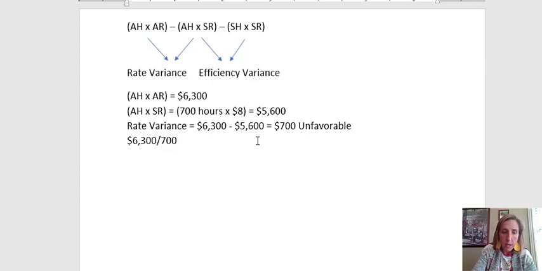Now, if I took 6,300 and I divided by 700, it looks like I actually was paying them $9 an hour. So that's my actual rate. I can see then very easily that I overpaid by $1 on each hour. So for 700 hours, that would be a total variance of $700. The next part of the formula says you take this calculation of your actual hours times your standard rate. So I'm going to copy that part. And that's how I'm going to start the next part of my problem.